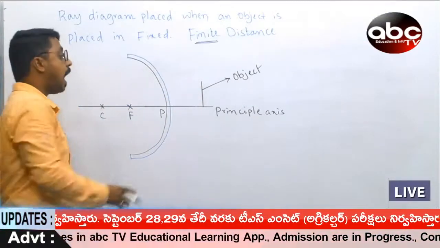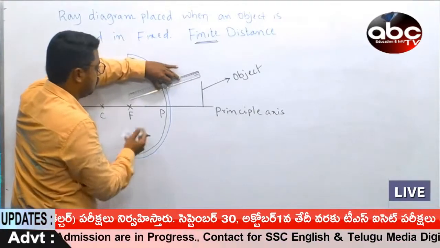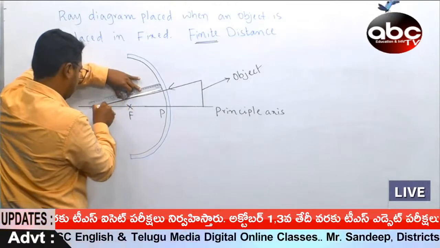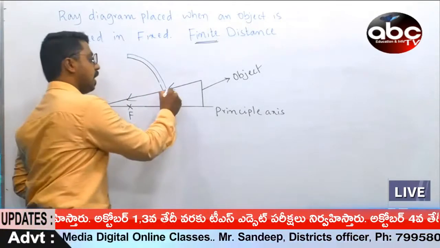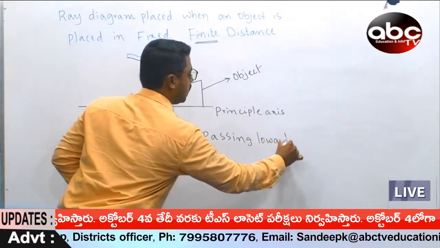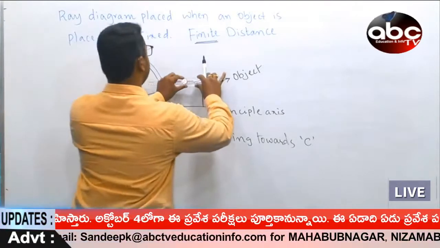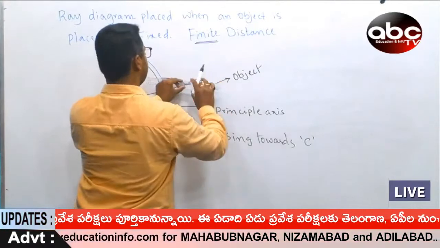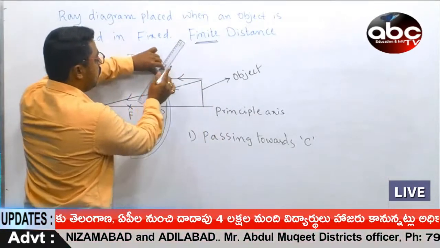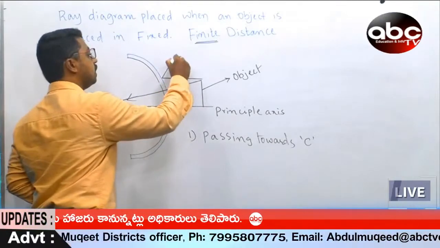Let us understand how the rays are going to result. So, what I am going to do, I am going to take ray 1, which is nothing but passing towards C. While coming to the second ray, I take, as usual, a regular phenomenon that is called a parallel ray, which is diverged away from the mirror.